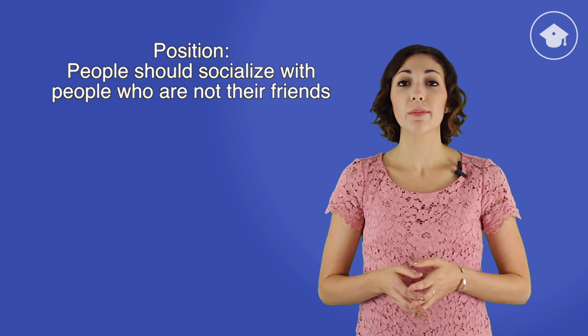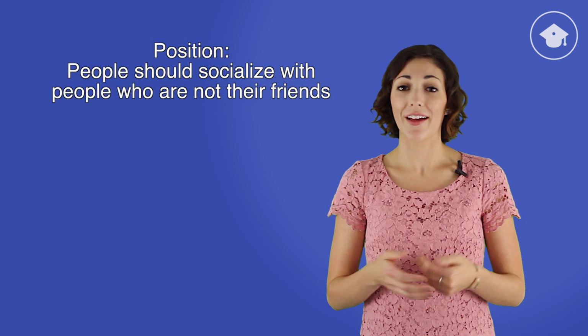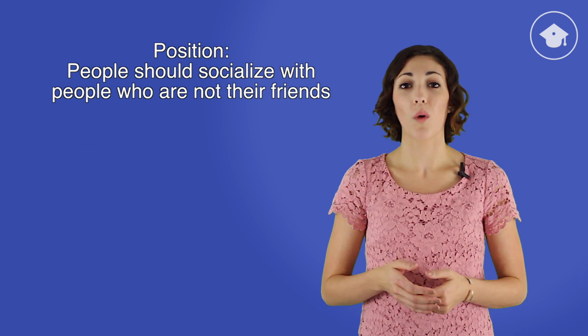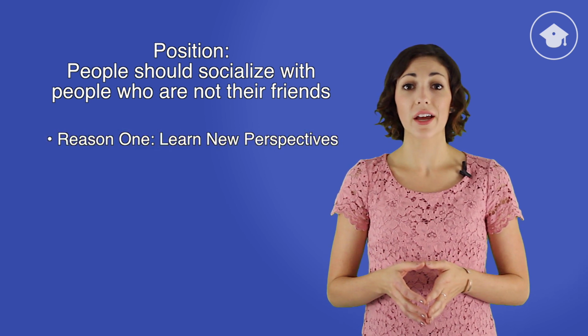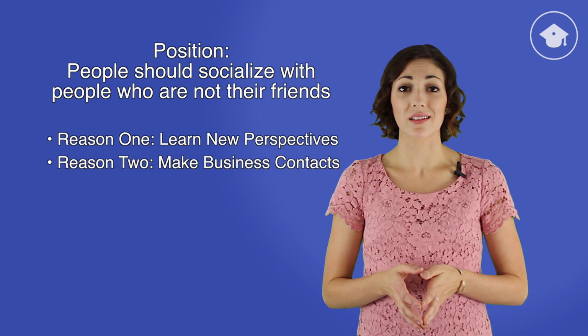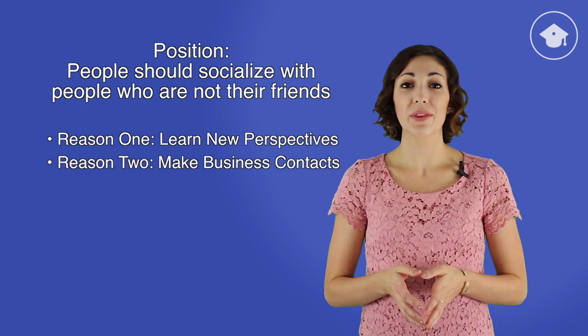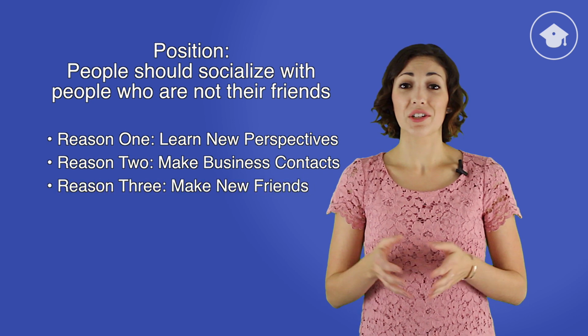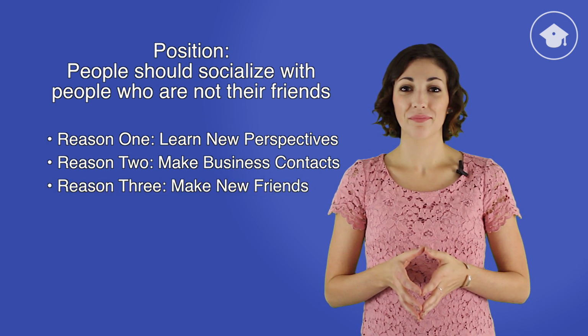Position. People should socialize with people who are not their friends. Reason 1. It's a way to learn a new perspective. Reason 2. People can be business contacts. Reason 3. That's a new way to make new friends. That's really all you need to write. Your outline isn't something that anyone else will see. So just write down what you need to remember what you plan to write.